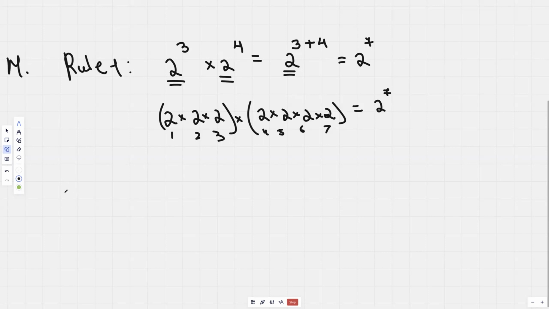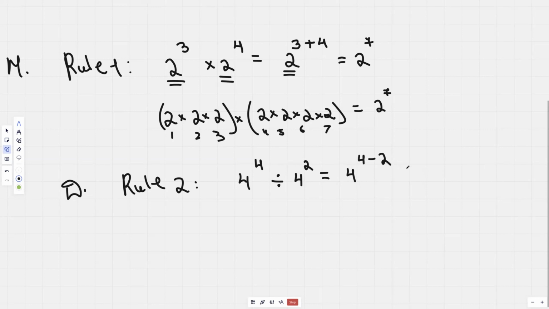This was for multiplication. And for dividing, there will be rule number 2. So let's say 4^4 divided by 4^2. In dividing, what we have to do is subtract the powers from each other, keeping the bases. So the base is 4 here, and we are subtracting the powers. 4 minus 2 is equal to 2, giving 4 to the power of 2.